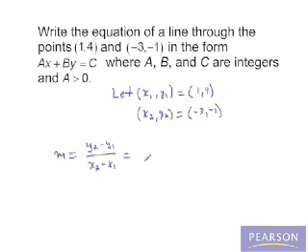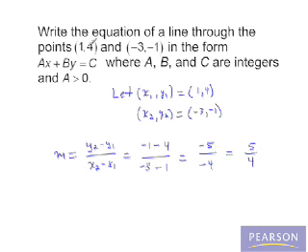So substituting our values in, y2 minus y1 gives us -1 minus 4 over x2 minus x1, which is -3 minus 1. This gives us a -5 in the numerator, a -4 in the denominator, and we can cancel out our negatives. Therefore, the slope of our line is positive 5/4.